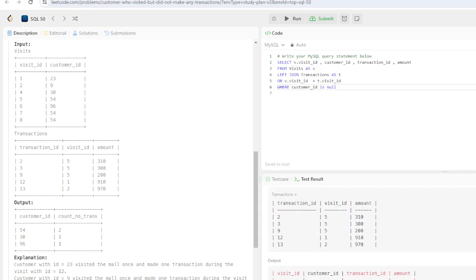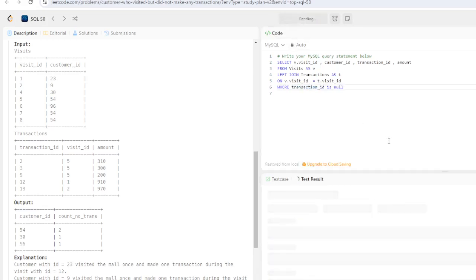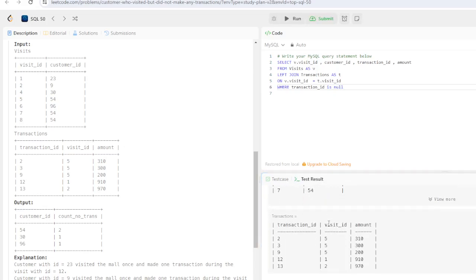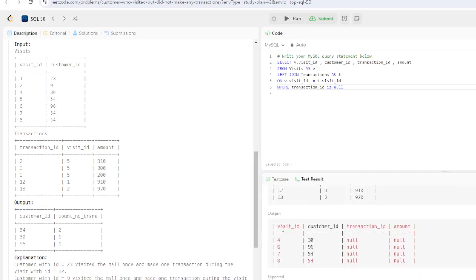Just wait for a minute. Okay, so we don't see anything in the output. That is because I have put customer id instead of transaction id. So let me just correct it. All right, now this is my output, right?